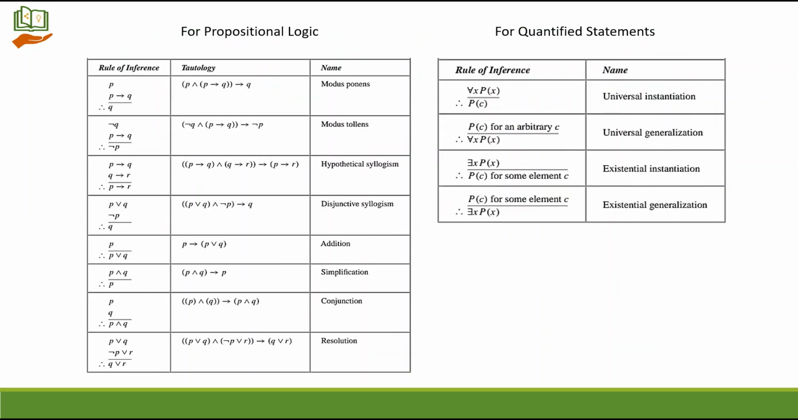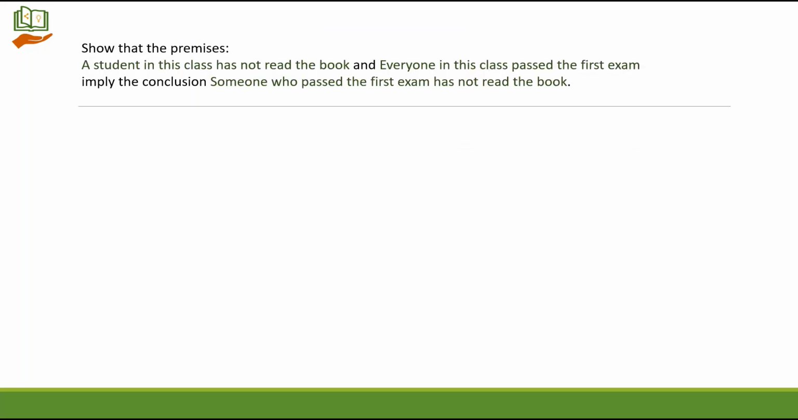So this is the overall summary of all the rules of inference that are applicable in propositional logic as well as in quantified statements. Now let's go for a sample working exercise. Show that the premises: a student in this class has not read the book, and everyone in this class passed the first exam, imply the conclusion: someone who passed the first exam has not read the book. Now what they are asking us is to prove this in terms of rules of inference. So let's start working now.